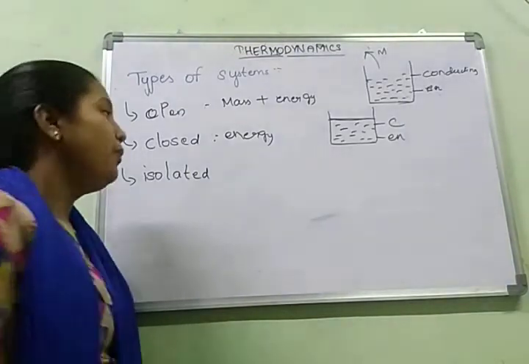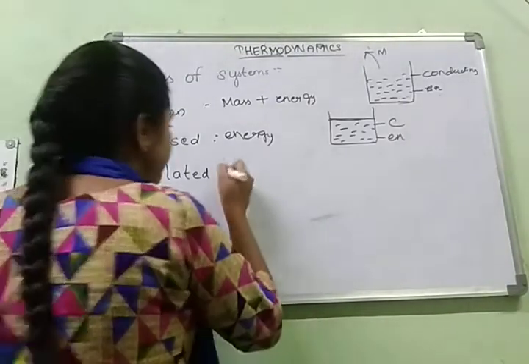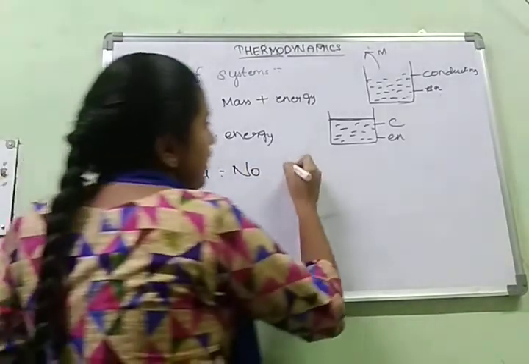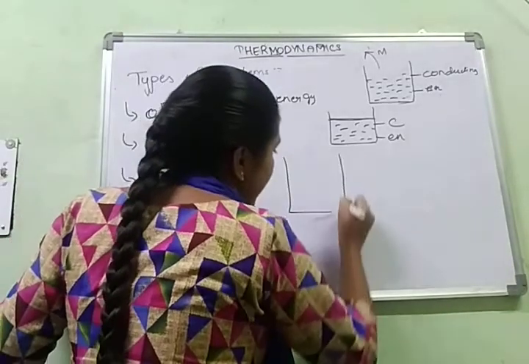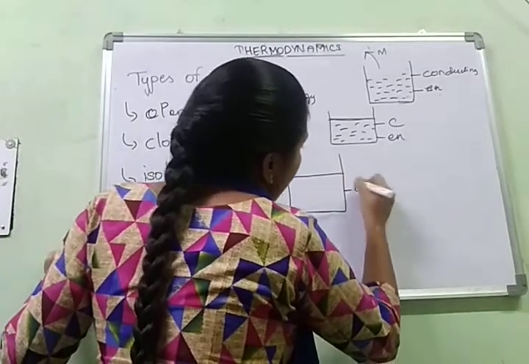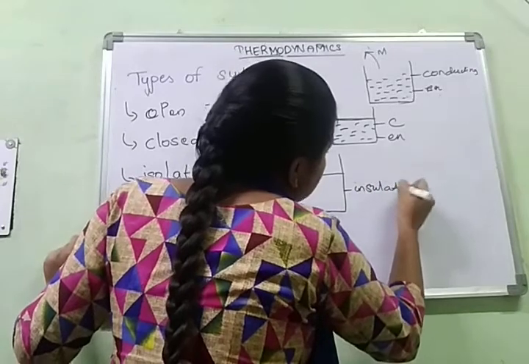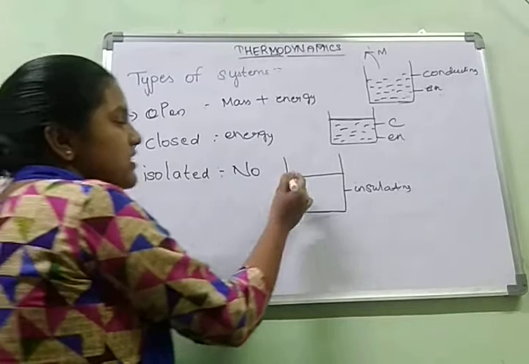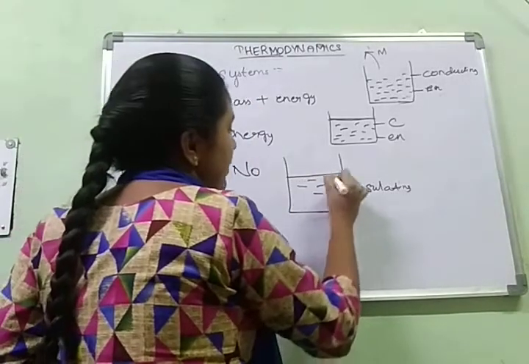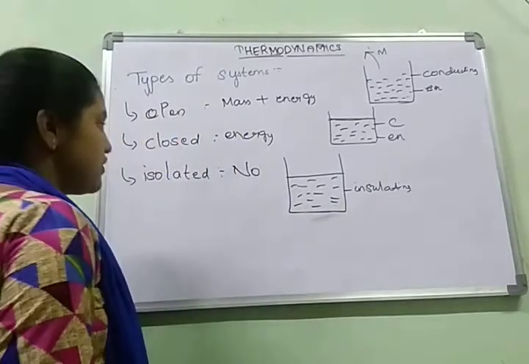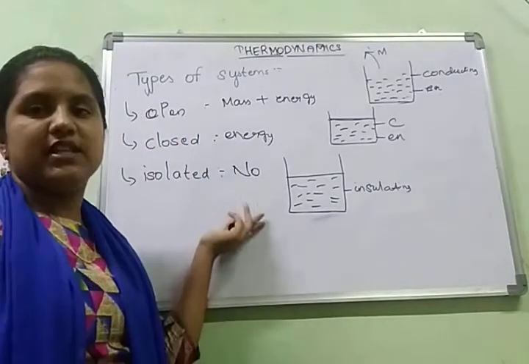Okay, now isolated. No exchange takes place. In a diagram, if we take a beaker, it is closed and it is made up of insulating material. In insulating, no heat energy transfer takes place, it's nothing but no energy exchange. And as it is closed, no mass exchange takes place. So no exchange takes place in isolated.